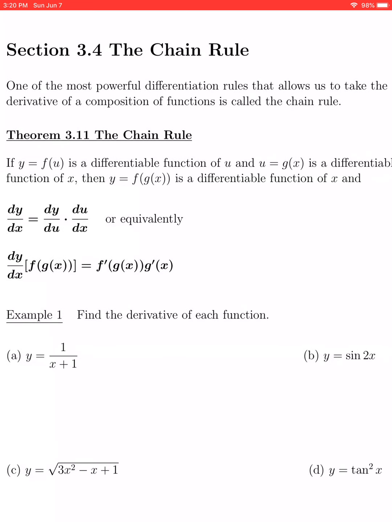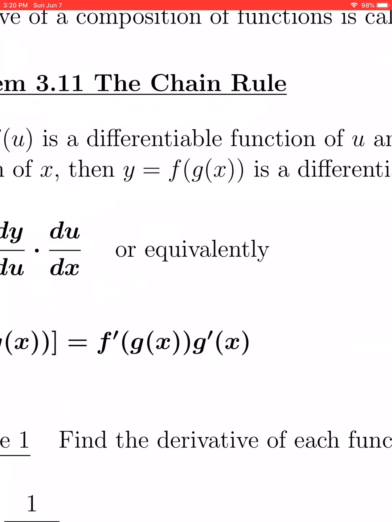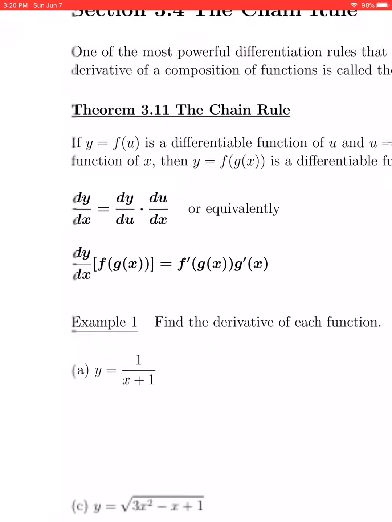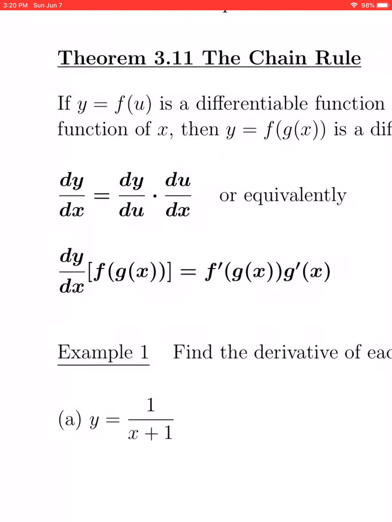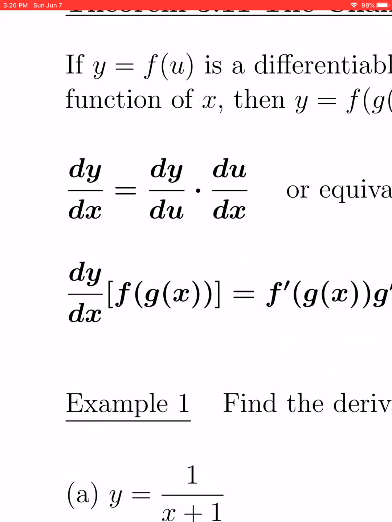and u is equal to g of x, which is a differentiable function of x. Then, in essence, what we have is y is equal to the composition of f composed with g of x. And this will also be a differentiable function. And the derivative rule for it is as follows. We'll first write it in Leibniz notation. The chain rule says we take the derivative of y with respect to x. We do dy/du. And we would then multiply that by du/dx.